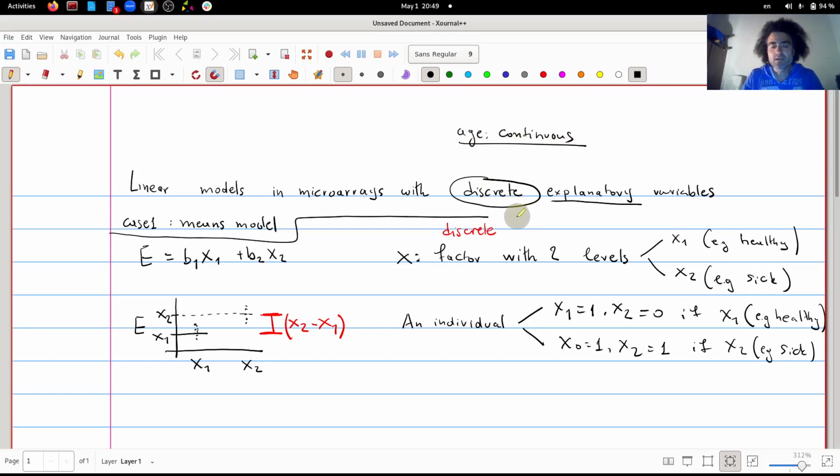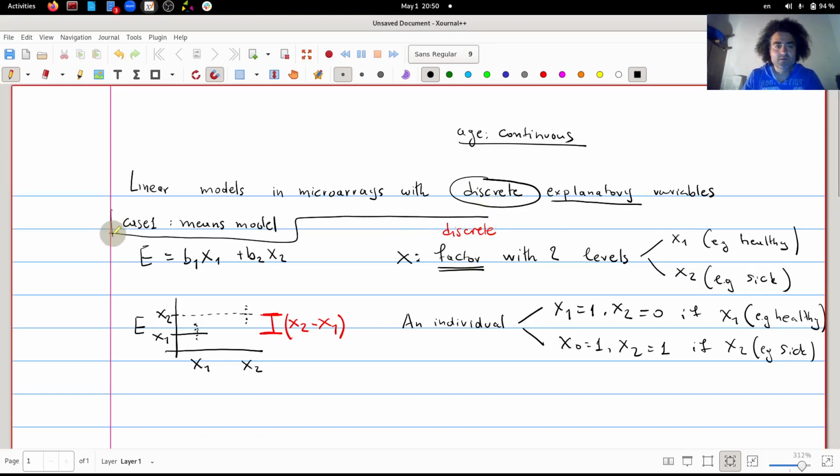Now, usually in microarrays we have discrete explanatory variables. This is because usually in microarrays we deal with two conditions. For example, we try to find genes that are differentially expressed between healthy or sick people, between people that get some drug and people that do not get the drug, between people who smoke and people who do not smoke, and so on. So in most cases we have to explain the expression level of genes with some discrete explanatory variables. These discrete explanatory variables we usually call factors. So often you will have the term factor, and by this you will understand that this variable is a discrete one.